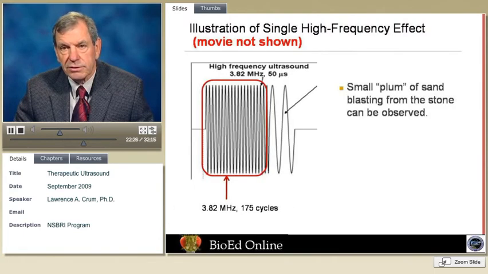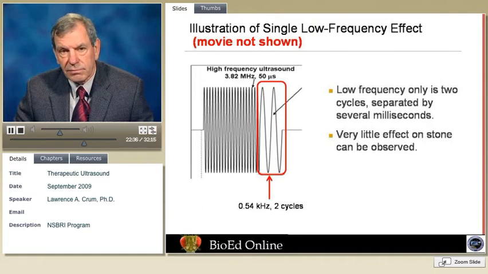Now I'm going to turn on the high frequency, and one will see a small little plume of sandblasting from that kidney stone. Now consider the low frequency by itself. The low frequency is only 2 cycles at about 540 kilohertz. If we do the low frequency by itself, 2 cycles, these pulses are separated by several milliseconds. Now one sees very little effect, again, on the stone, perhaps a little bit more, but not very much.